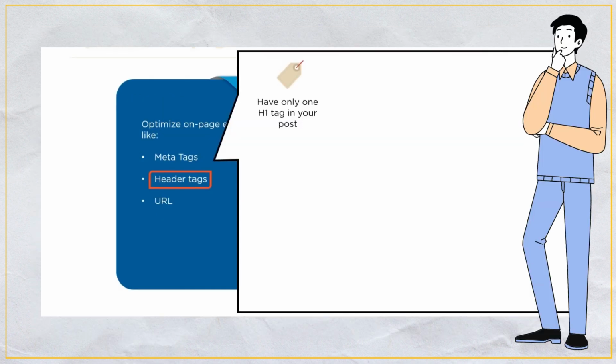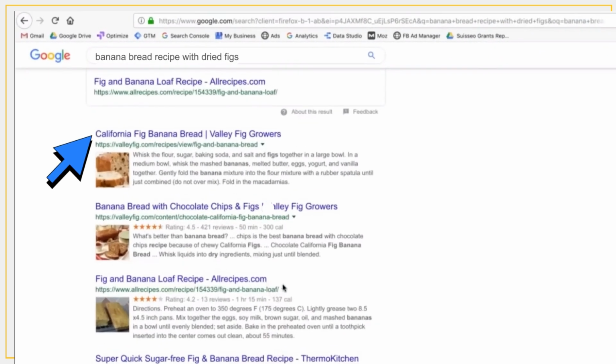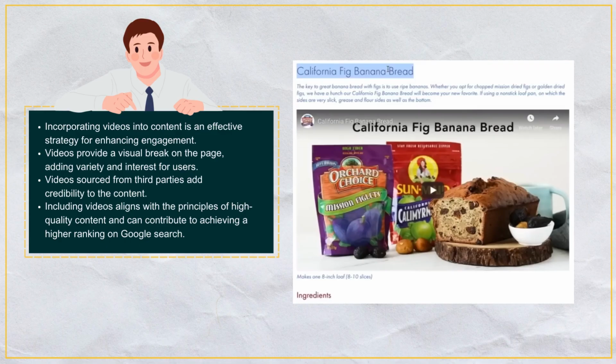When a user clicks on a link, it is essential to have a single H1 tag on the corresponding web page. This H1 tag, ideally containing the keyword, signals to Google that the page is well organized and structured according to best practices. Having multiple H tags in a post further helps in organizing the page. Each header tag should be relevant to the content it represents. For example, in the context of the banana bread recipe with dried figs, the header tag should be California Fig Banana Bread.